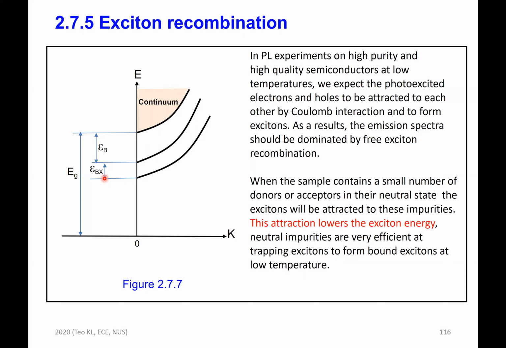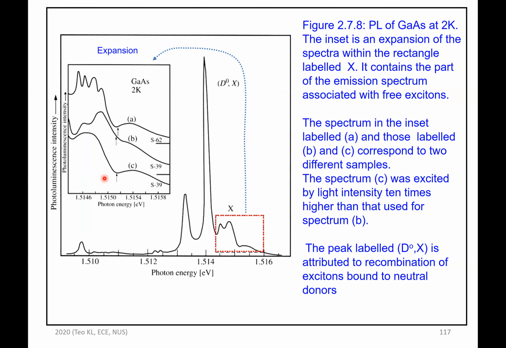Now, let us look at the next experiment, the photoluminescence of gallium arsenide at 2 Kelvin, measured at very low temperature. So this is the photoluminescence intensity, measured as a function of photon energy. You see a few peaks down here. This part is due to the free exciton peak. And this semiconductor has donors, so you also expect to see a donor bound exciton peak. D0 is the neutral donor, X stands for the exciton. So this is the bound exciton peak.